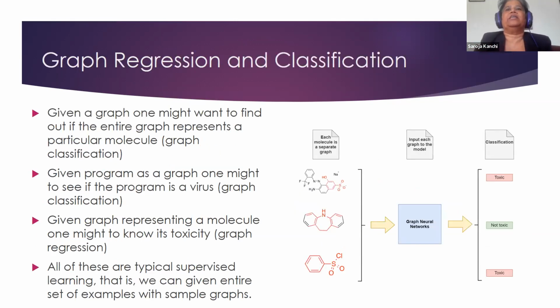And finally, the entirety of the graph itself may be classified or regressed. For example, we can talk about graph classification as predicting the toxicity of a molecule, or we could talk about the level of toxicity, which would be a regression problem in graphs.